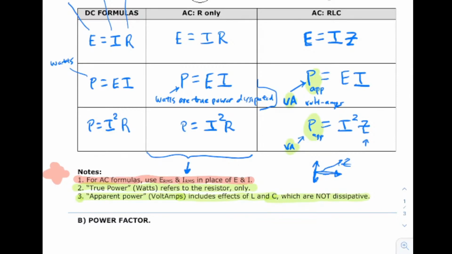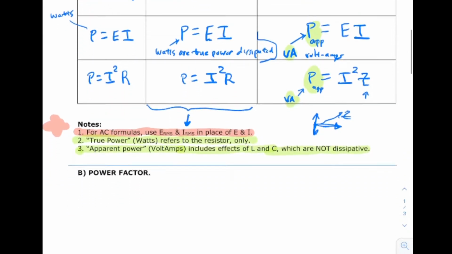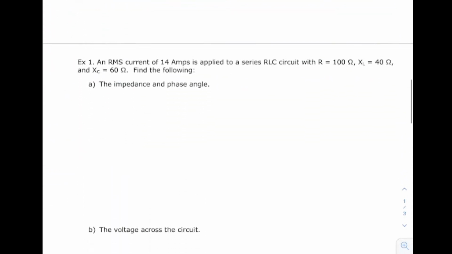Now, there's something called power factor, but I don't want to do that yet. I'll come back to power factor. Let's go to page 2 and start looking at this example here.